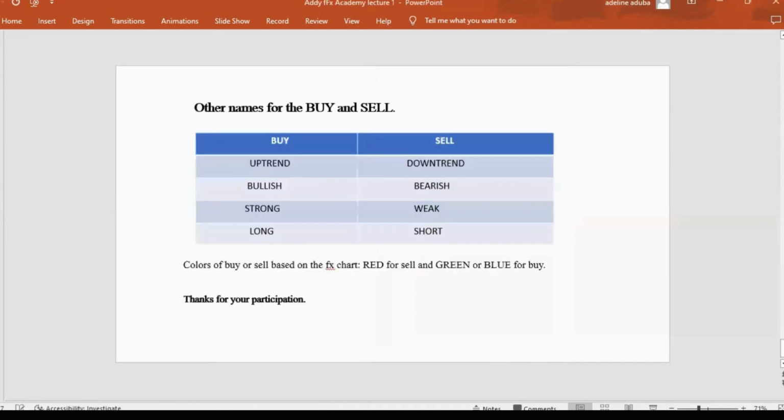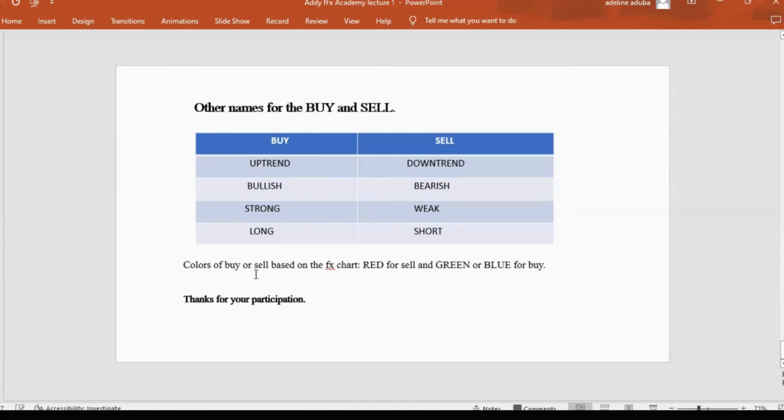So we are here. There are other names for buy and sell. We have the uptrend for a buy. We have the downtrend for a sell. We have the bullish for a buy. We have the bearish for a sell. We also have strong for a buy, and weak for a sell. We have long for a buy, and we have short for a sell.